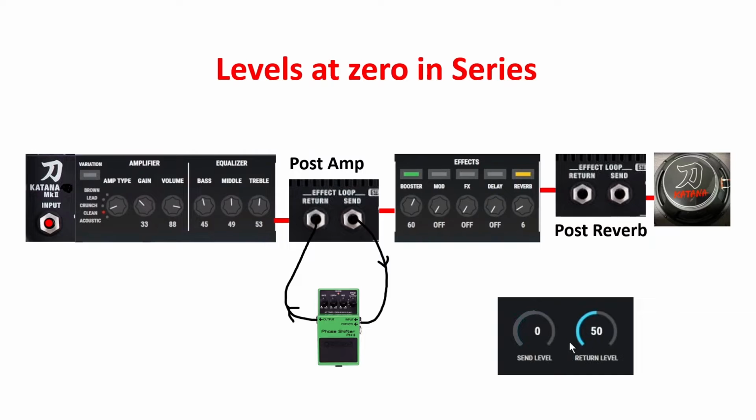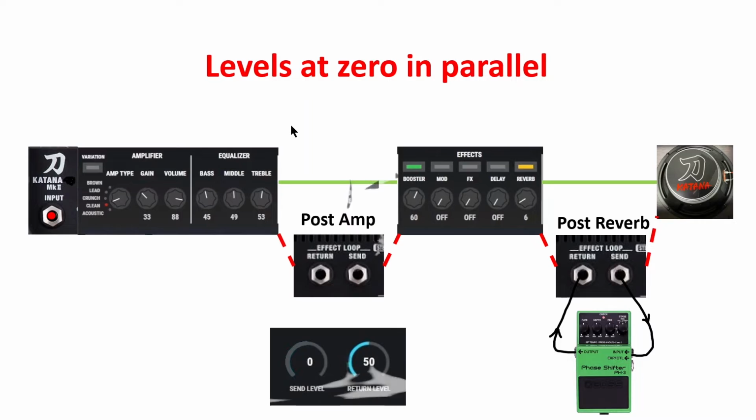Now if you have the levels at 0 in series, your signal's coming in and it's hitting this effects loop. And if your send level is at 0, it stops right here. It goes no further. Now if your levels are at 0 in parallel, you'll still have your dry signal going all the way through, but whatever's in the send and return, it'll stop in the effects loop and you won't hear it at all, but you'll still hear your dry signal.